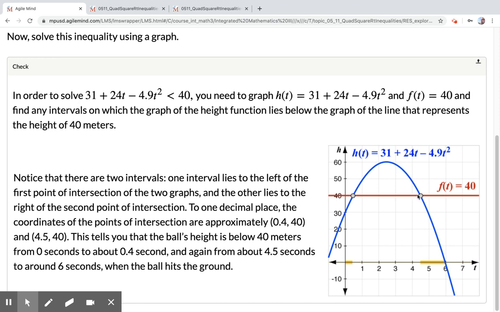Now, this one's a little different than last time. Last time we were looking for where it was above. But now I'm looking for less than 40, which means I'm looking for where it is below 40. And again, we're using our x values to do that. If x is less than 0.4, then that's where my quadratic drops below 40. It also hits at 4.5, and when x is more than 4.5, then that's also where it's going to be.